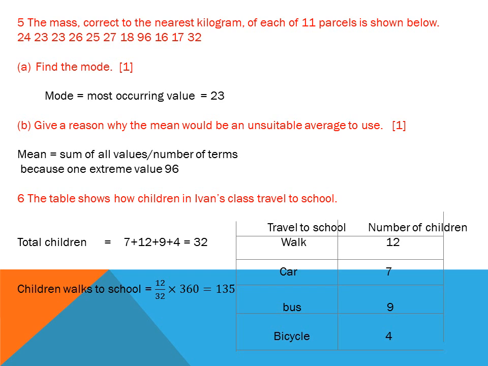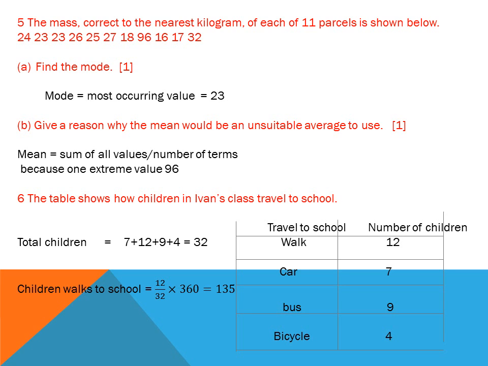Give a reason why the mean would be an unsuitable average to use. Because the average spreads your values close to each other. But here is a 96 value which is much greater than all the other values. So this value will affect the average. So the average is not suitable here due to the very large value 96.